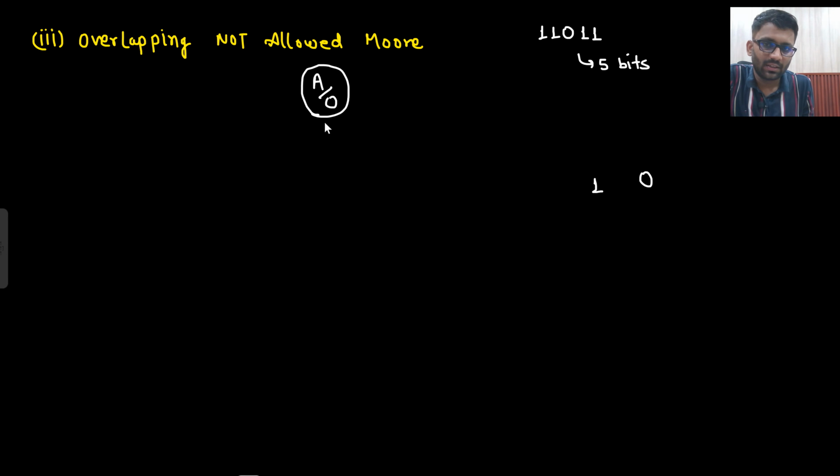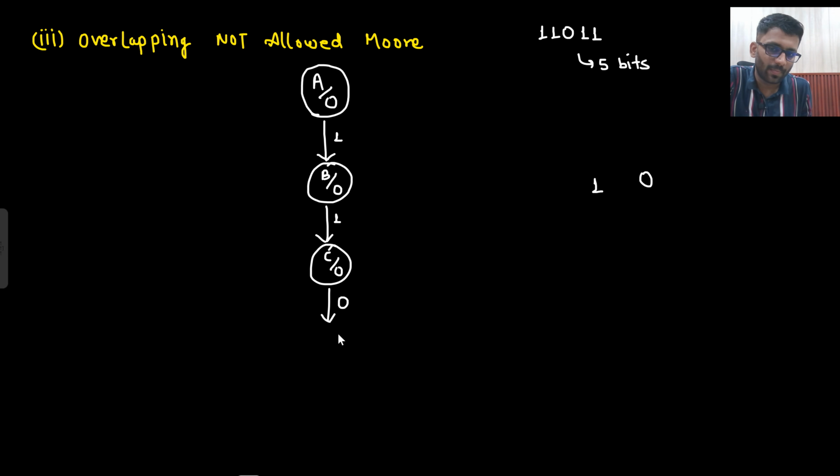So if my applied input is 1, then I can go to the next state. Again my output will be 0 only. If my applied input is 1, I can go to the next state, but again the output will be 0 only. 1, 1. If my applied input is 0 now, then I can go to the next state, but again the output will be 0. If my applied input is 1, then I can go to the next state, but again my output will be 0.